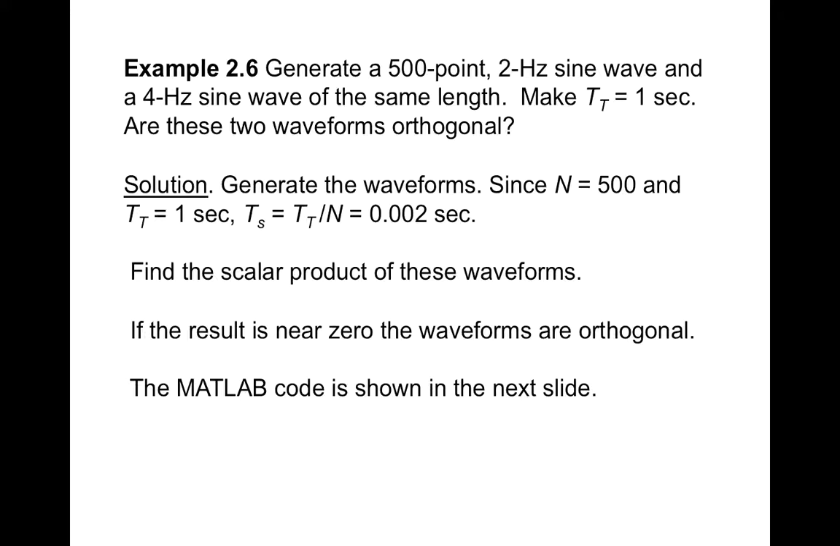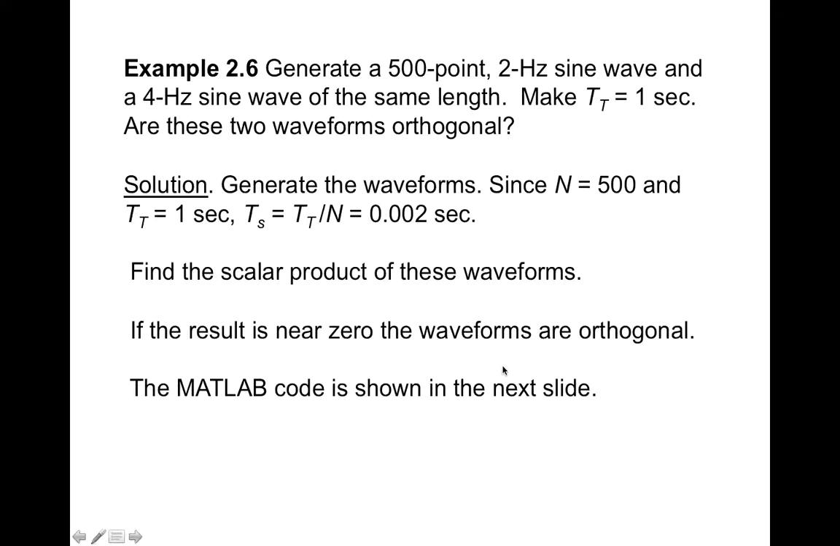So as an example of thinking about orthogonality, let's generate a 500-point 2 Hz sine wave and a 4 Hz sine wave of the same length. And let's make our length 1 second. And the question is, are these two waveforms orthogonal? So the approach is going to be that we're first going to create these waveforms in MATLAB. And then we're going to find the scalar product of these waveforms. If the result is near zero, the waveforms are orthogonal.